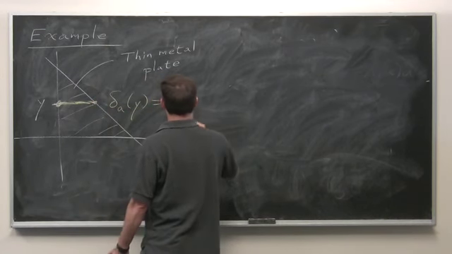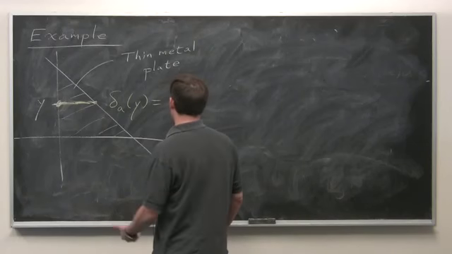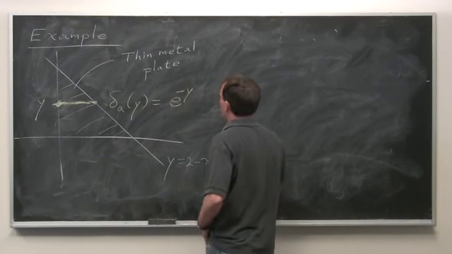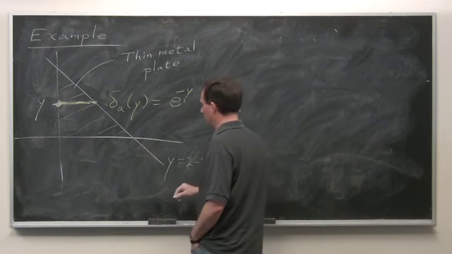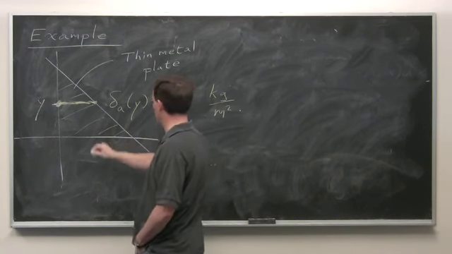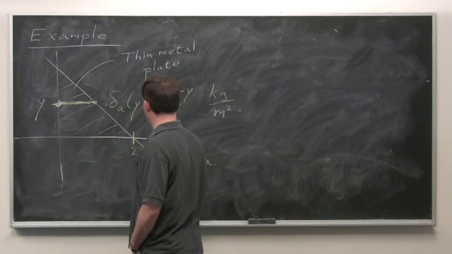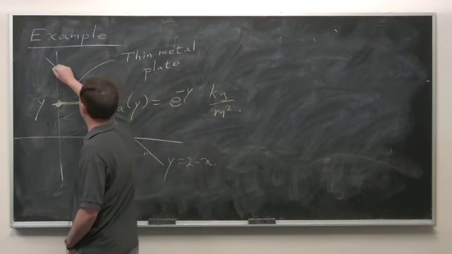And I'm going to assume that that area density as a function of y is, just to continue picking on e to the minus x or e to the minus y, I'm going to assume it's this, but now in, say, kilograms per square meter, and I'm assuming that all the lengths here are measured in meters. So this is at 2 meters. This is at 2 meters.